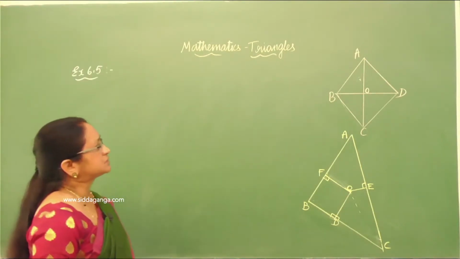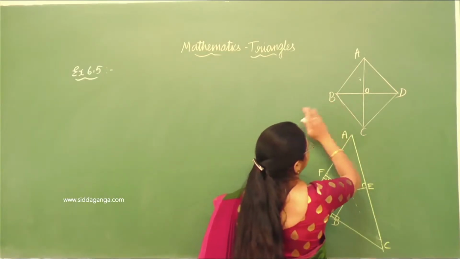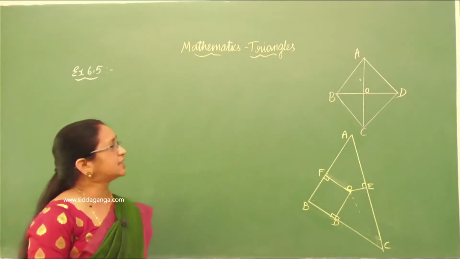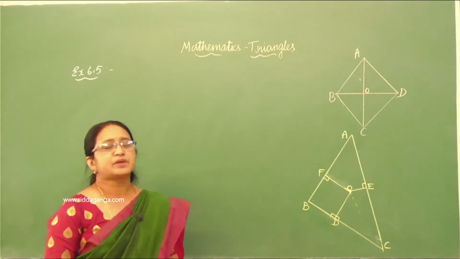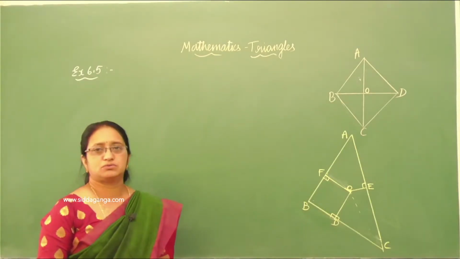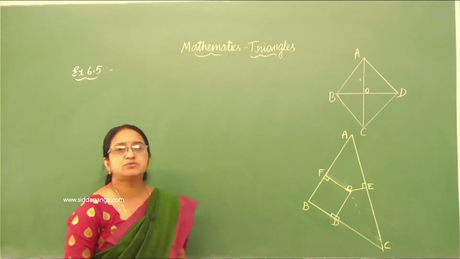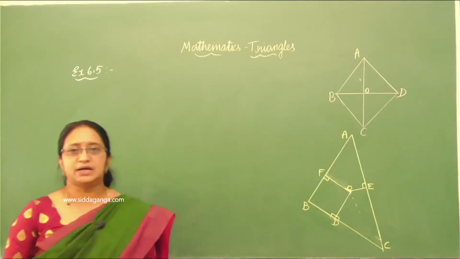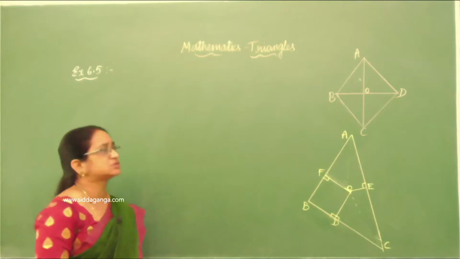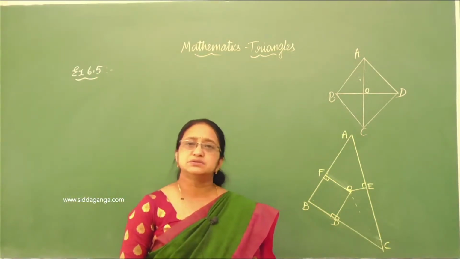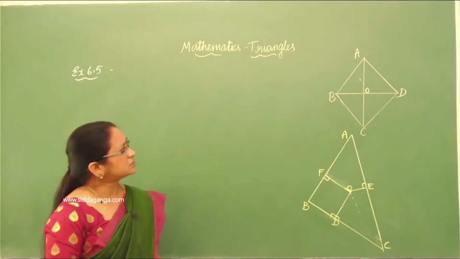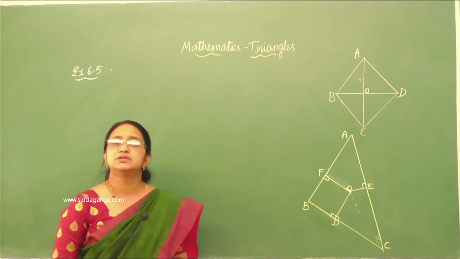So we have to prove, see here, ABCD is a rhombus. I have drawn it for you: ABCD is a rhombus, and AC and BD are the two diagonals of the rhombus ABCD, and they intersect each other at O. Now, what do you have to prove? You have to prove that the sum of the squares of the diagonals is equal to the sum of the squares of the sides of the rhombus, all the four sides. As you all know, the rhombus has equal sides.